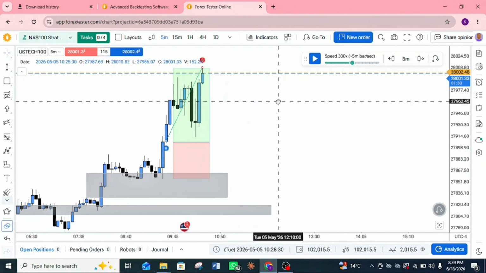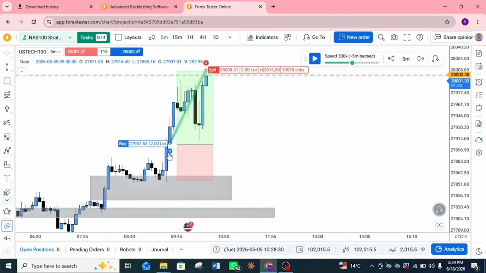Nice. I have the software where it shows you where you bought and where you sold, the ticks, the lot, everything.